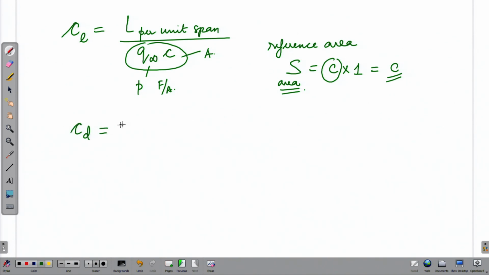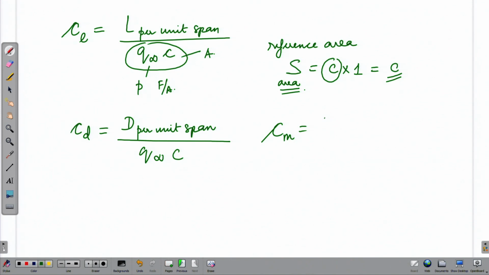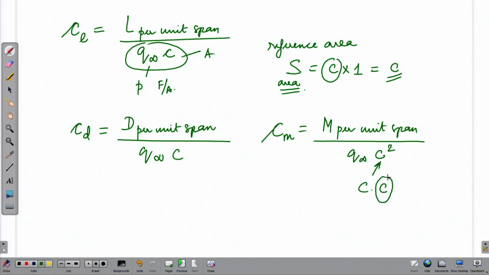Similarly, the drag would be the drag per unit span by q infinity c. The pitching moment will be moment per unit span by q infinity c square. So, it is c times c. The additional c is taking care of non-dimensionalizing the moment.